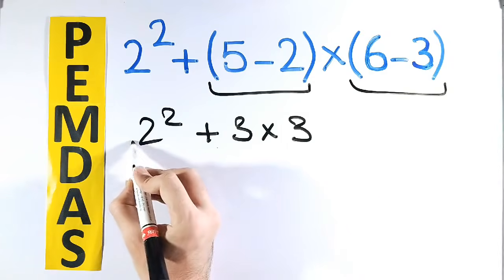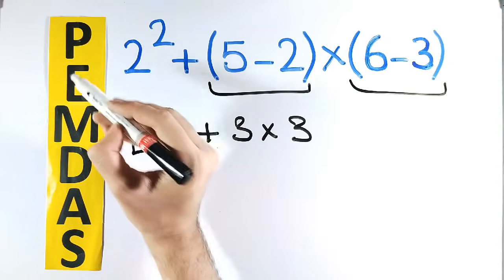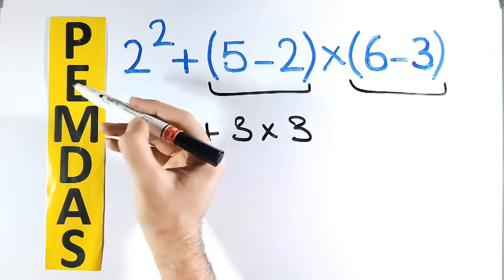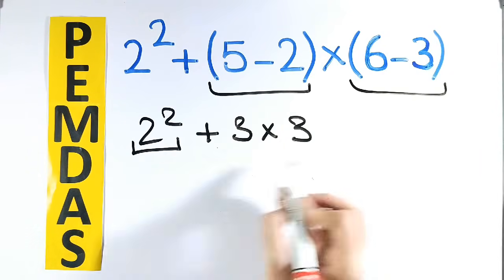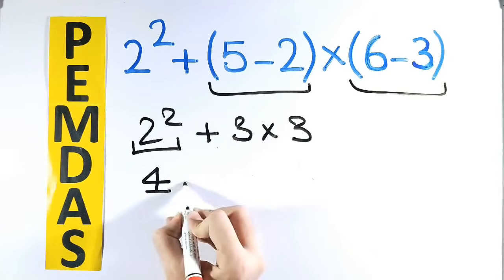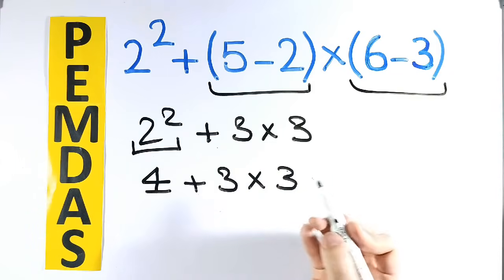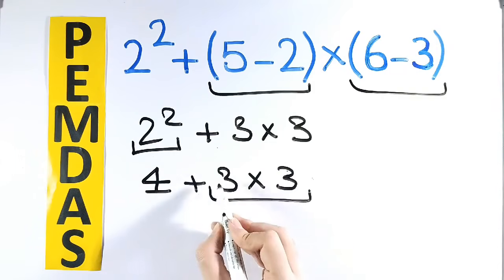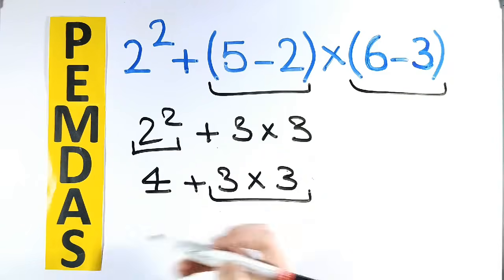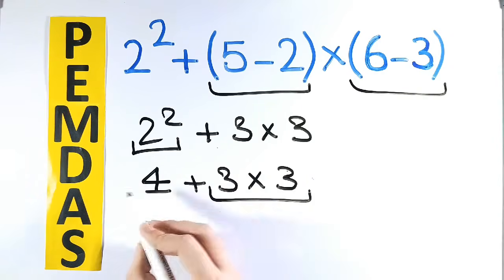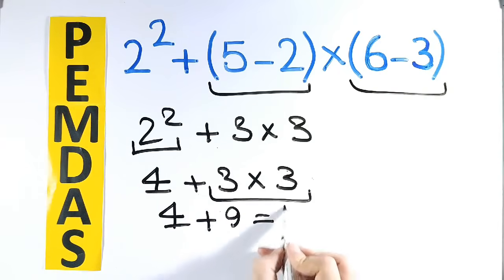And the next step, we go for the exponent, because in the PEMDAS rule, after parentheses, exponent or E has the highest priority than the other operations. So, instead of this expression, we can write 4 plus 3 multiplied by 3. And the final step, we go for the multiplication between 3 and 3, because multiplication has priority over addition. So, we rewrite this expression as 4 plus 9, which finally gives us the answer 13.